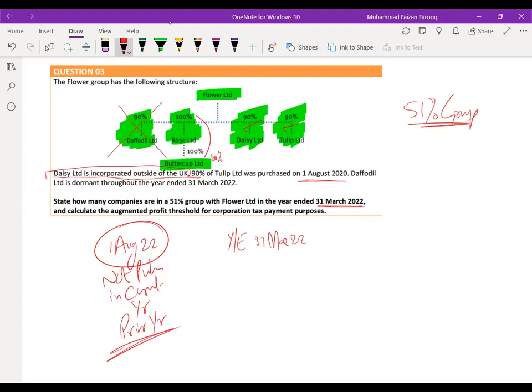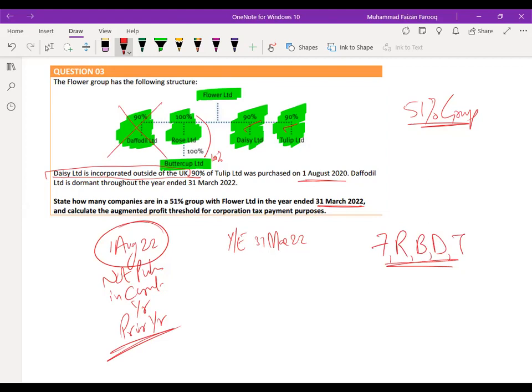It's a dormant Government company, so we will leave it, we will not consider it. So the group will be flower, rose, buttercup, daisy, and tulip, right? Right.